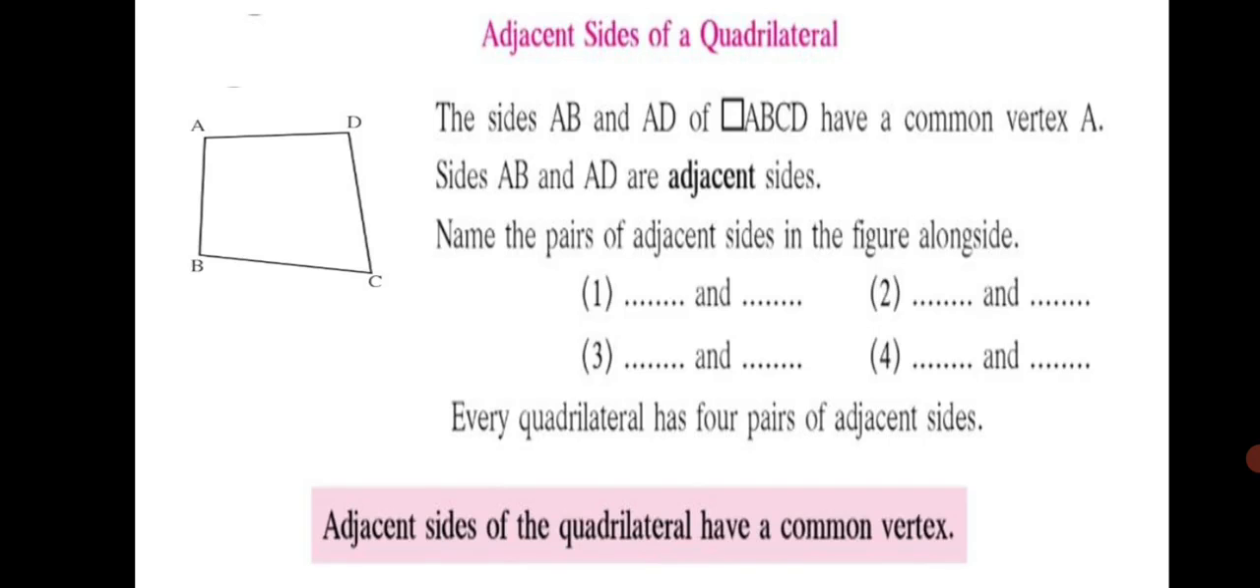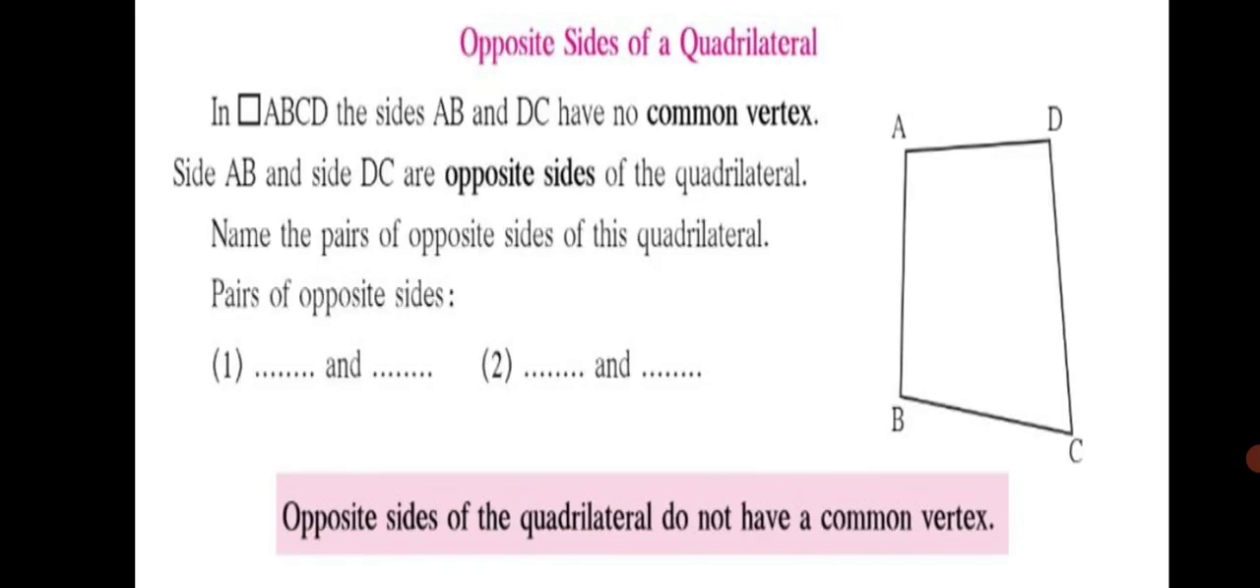Let's learn about opposite sides of a quadrilateral. In quadrilateral ABCD, the sides AB, you can see AB, and side DC have no common vertex. So side AB and side DC are opposite sides of the quadrilateral. Name the pairs of the opposite sides of this quadrilateral. So the pairs of opposite sides, you can write in your textbook.